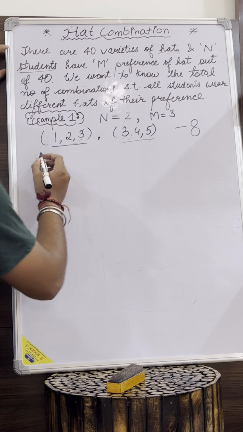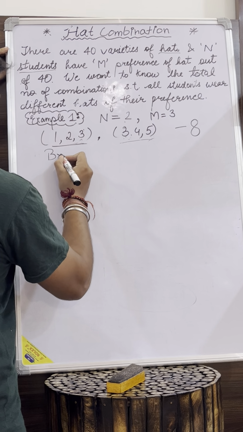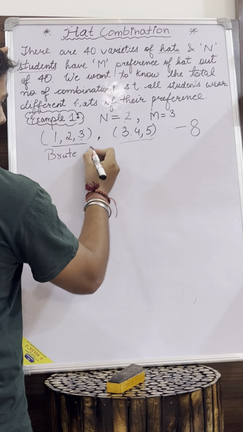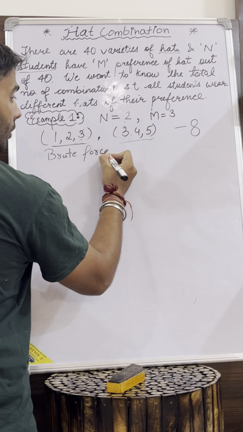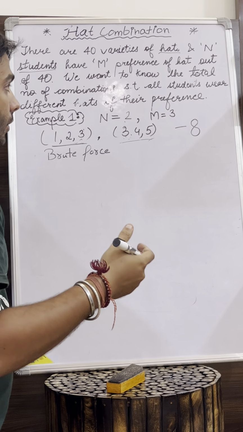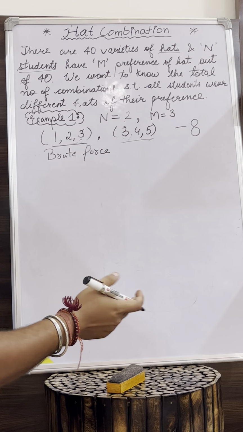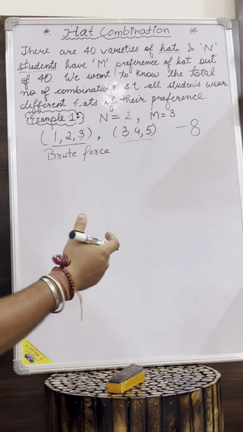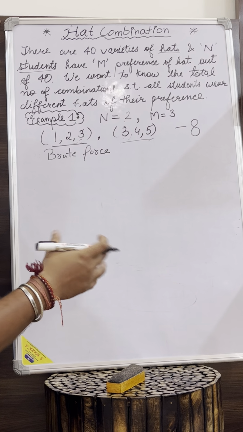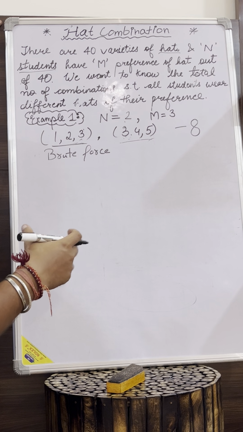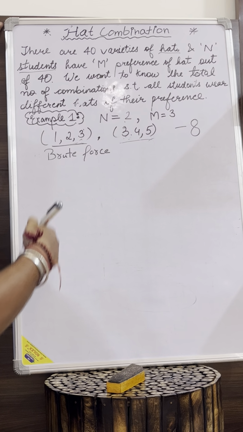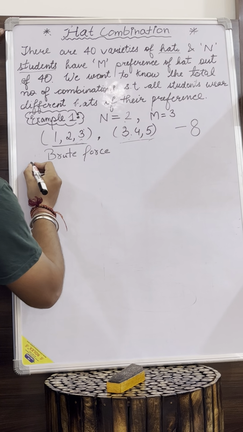So let's try to understand the brute force approach for this particular solution. There are a number of ways we can solve this. We can iterate over all of the hats and find the valid permutation. We can iterate over all of the students and find a valid permutation. Right, so let's try to do this with the hat map.